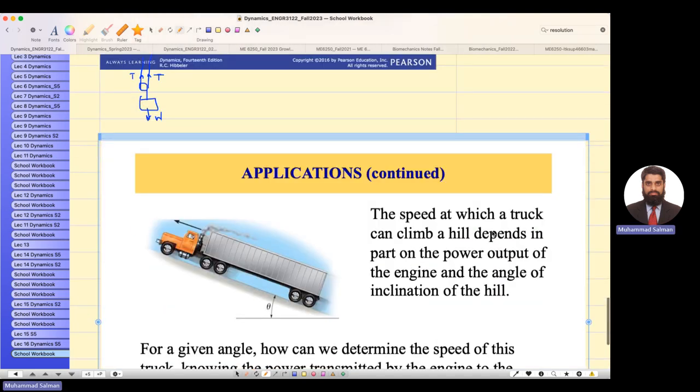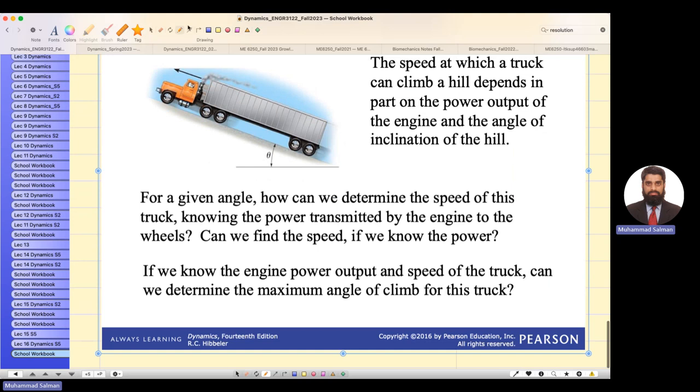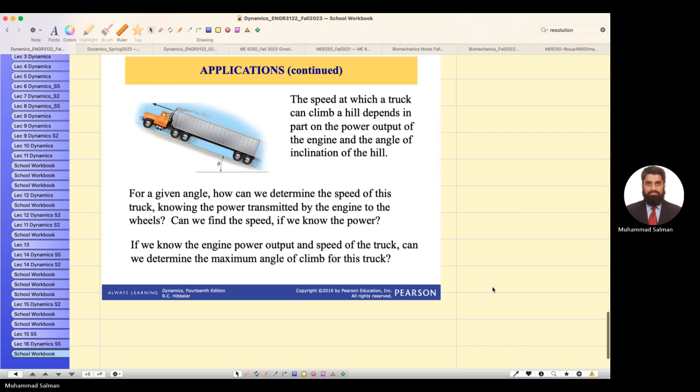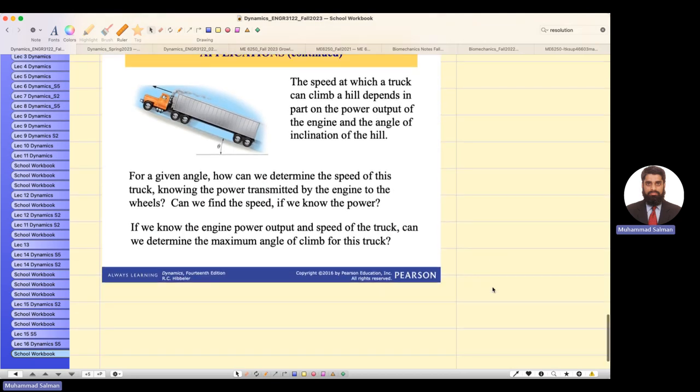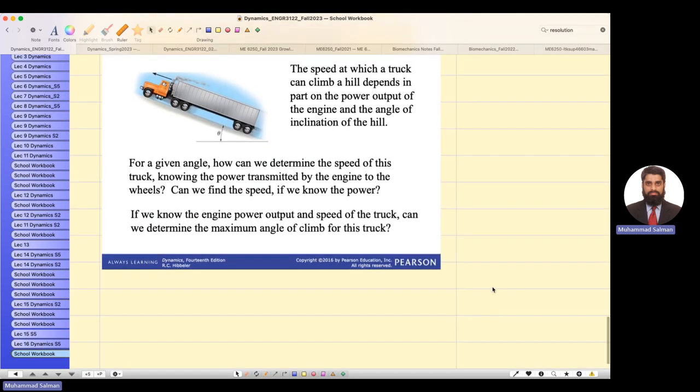This truck is going up a slope, and for a given angle, can you determine the speed of the truck knowing the power transmitted by the engine to the wheels? Yes, we can do that. We know that power equals force times velocity. Suppose we have to find the velocity. Suppose the force is given, you can find the power.